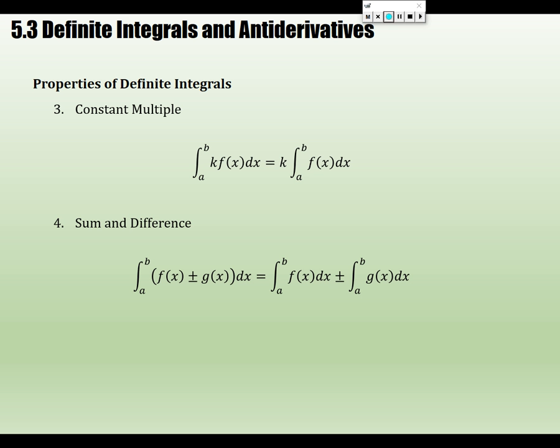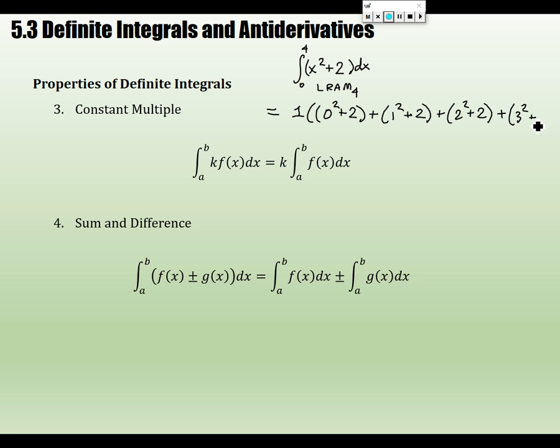Again, maybe actually think about writing out these sums. Can you imagine, say we're doing x squared plus 2 from 0 to 4, like we were just saying? This is not a proof, but say we're doing LRAM 4 on this, wouldn't that be 1 times 0 squared plus 2 plus 1 squared plus 2 plus 2 squared plus 2 plus 3 squared plus 2?